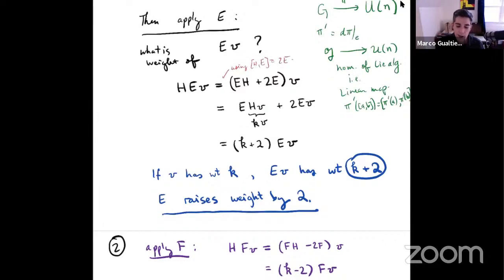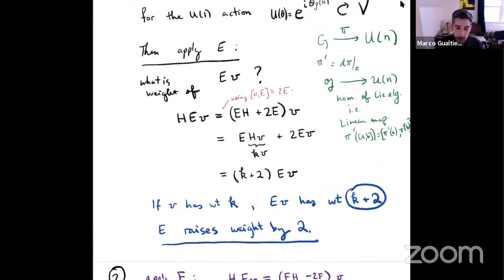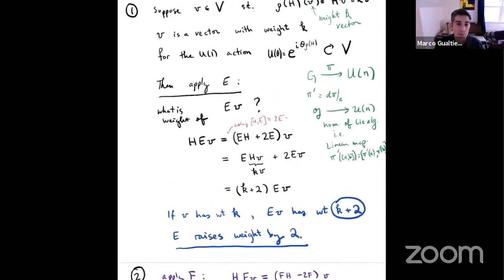Then we use the fact that HV is KV because it is in the K weight space by assumption. Then I get EV, and I can combine them and get K plus 2 times EV. So what this shows is that if V has weight K, then EV has weight K plus 2. So it raises the weight by 2. This is really simple, but it's the most important calculation in representation theory.